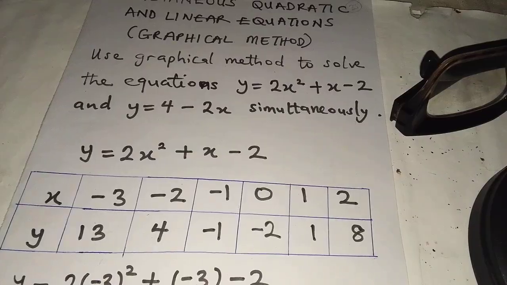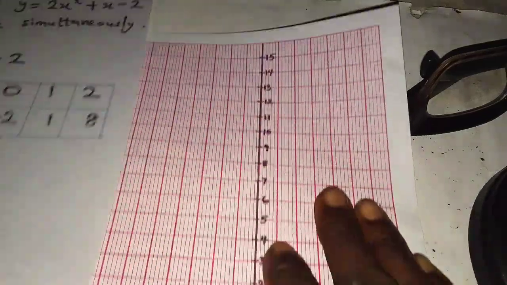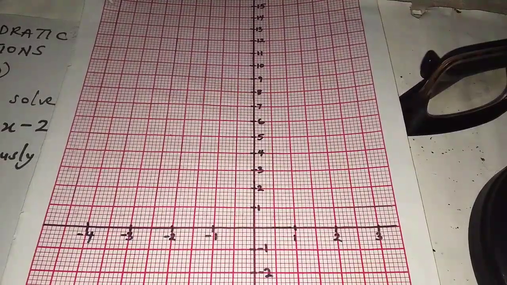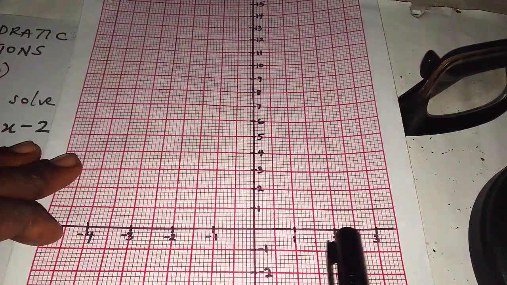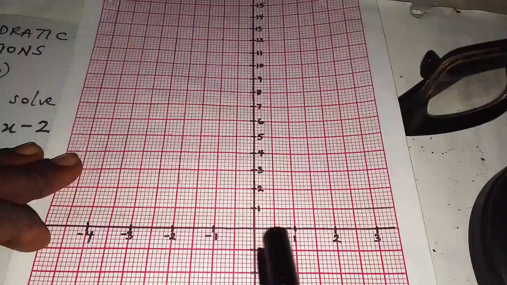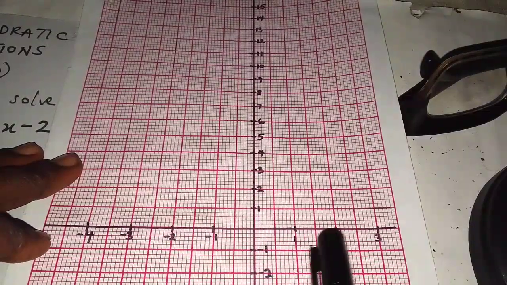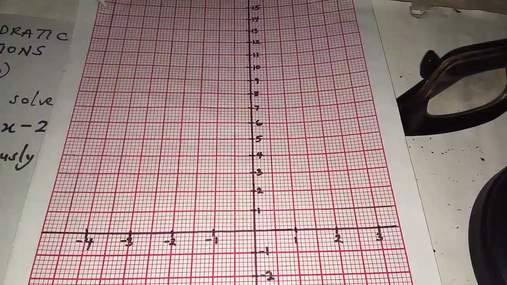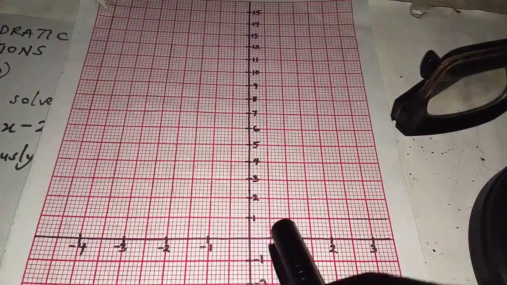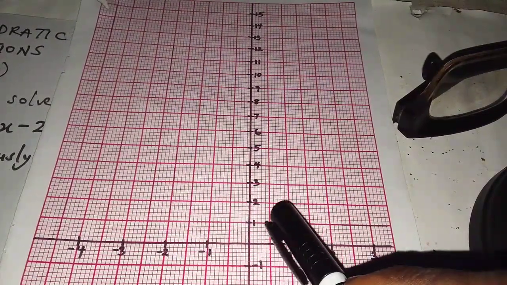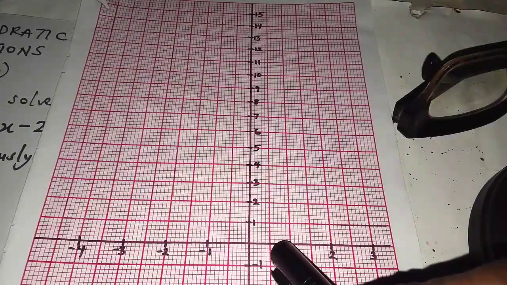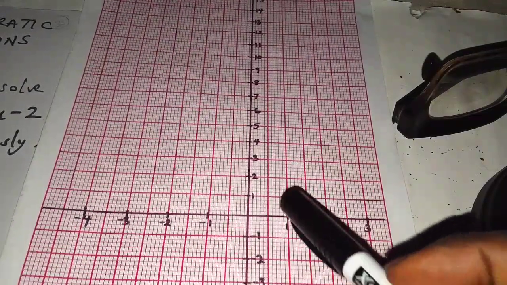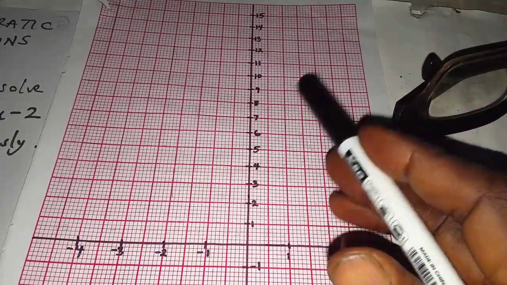Now you are going to plot the graph. So this is a graph. On the x-axis here, I used 2 centimeters to represent 1 unit. So 2 centimeters represents 1 unit: 1, 2, 3, minus 1, minus 2, minus 3, minus 4. Then on the y-axis, I used 1 centimeter to represent 1 unit: 1, minus 1, minus 2, minus 3, minus 4, minus 5, and 1, 2, 3, 4, like that.